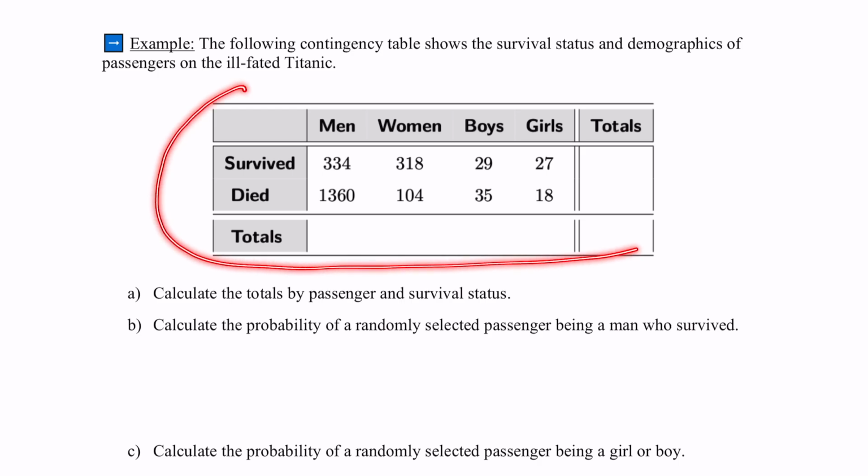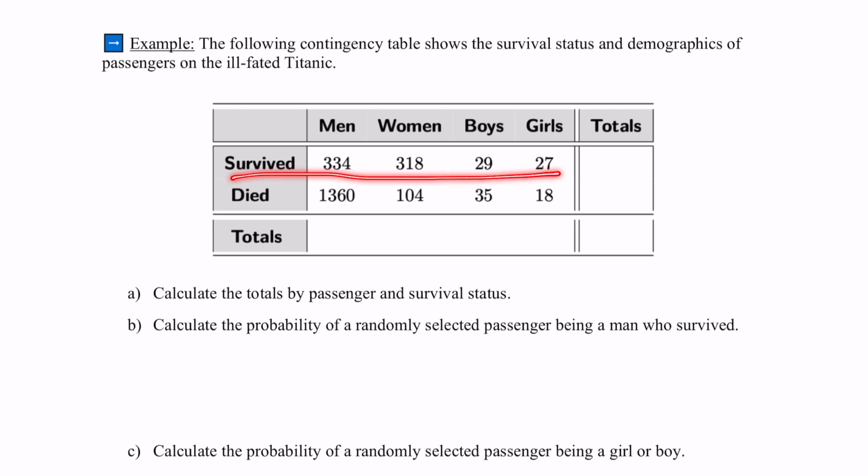This is called the contingency table. Each row represents the survivor status, either survived or died. Each column represents a demographic group: men, women, boys, or girls. For example, this number here, 334, means that 334 men survived.